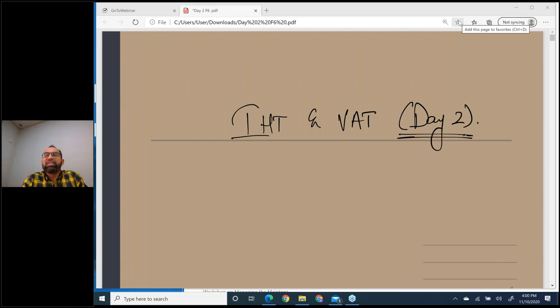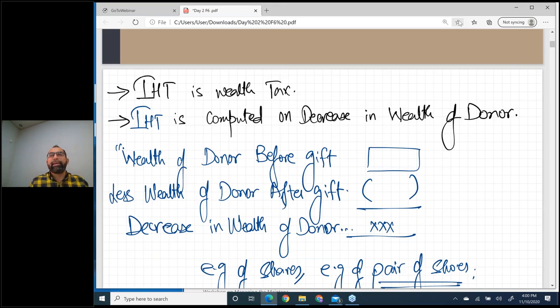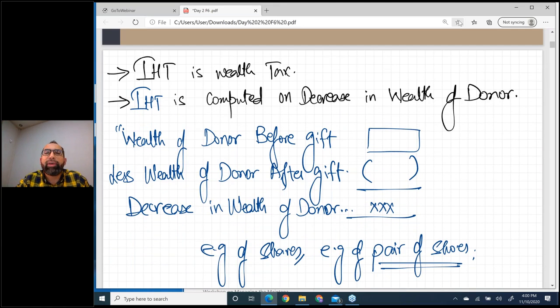Yesterday we did CGT, capital gain tax, chargeable gain tax, right? Our topic today is inheritance tax and value added tax. This is day 2 of the P2P revision webinars. First we'll cover inheritance tax, and then we'll move on to value added tax.